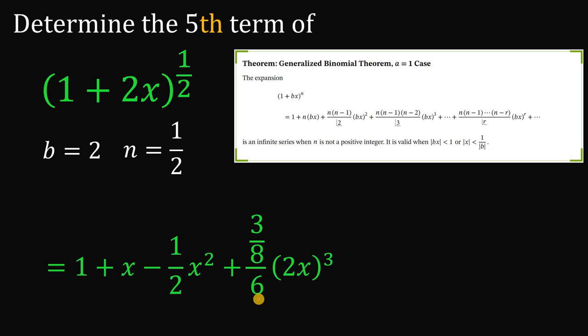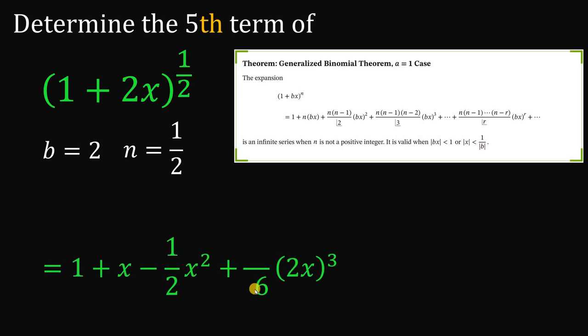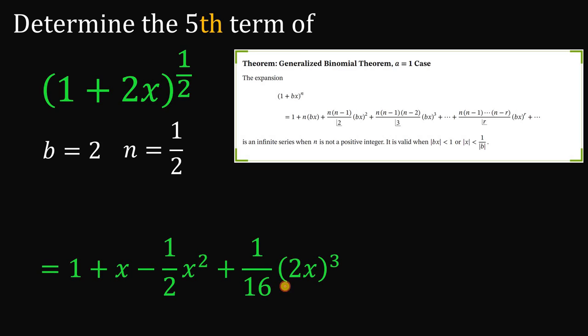Now, 3 over 8 over 6, this simplifies to 1 over 16. Now, 2x raised to the power of 3, this will give us 8x raised to the power of 3. And we know we have over 1 here. So 1 over 16 times 8 over 1 simplifies to 1 over 2. Then multiply it by x cubed. So this is the fourth term of this expansion. So we have the first term, the second term, the third term, and the fourth term. But what we want is the fifth term.